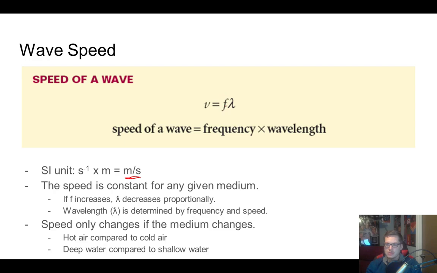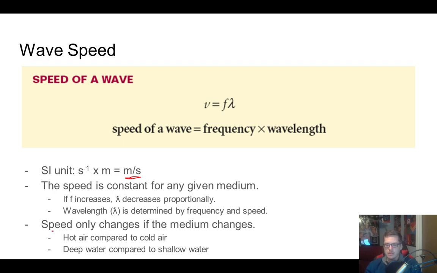And that makes sense because if this number gets bigger, but this number needs to remain the same, this number needs to get smaller. So as frequency increases, your wavelength goes down and vice versa. So that means the wavelength of your wave is determined by the frequency, and then the speed at which it can travel through whatever medium you're talking about.